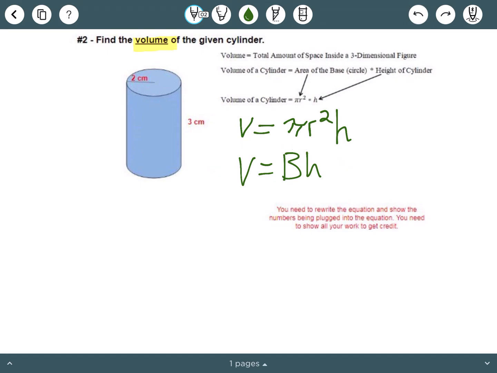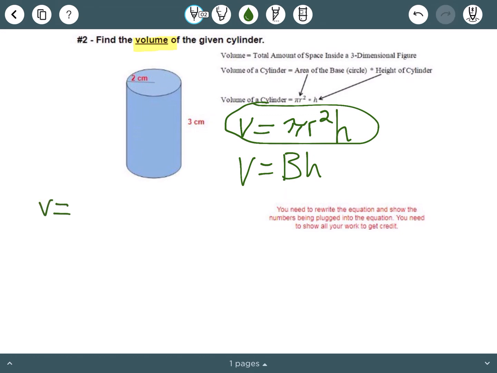So those are a few ways you might see the volume formula written. I tend to go with this, just because then I'm not getting confused about base or area of the base. So I really like the first one, but both will get you the same as long as you know that this is area of the base. So now that we have our formula, we can go ahead and start plugging in.